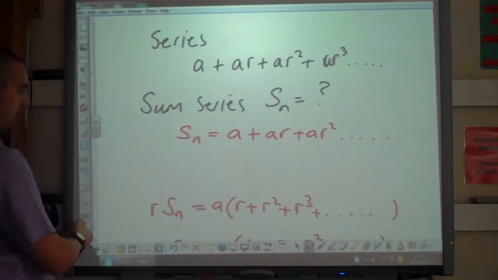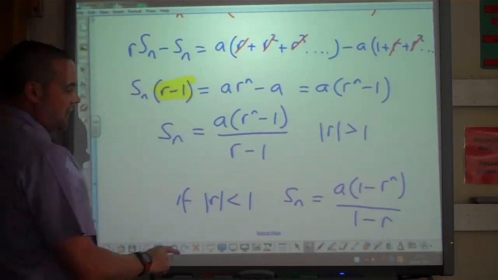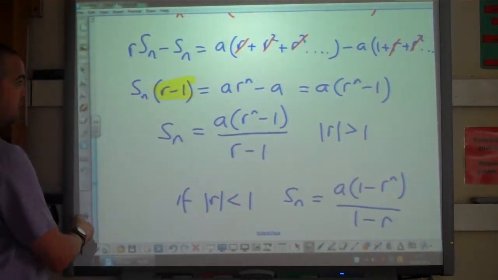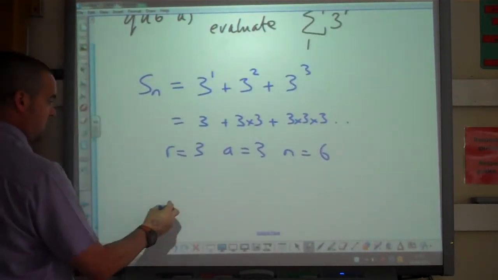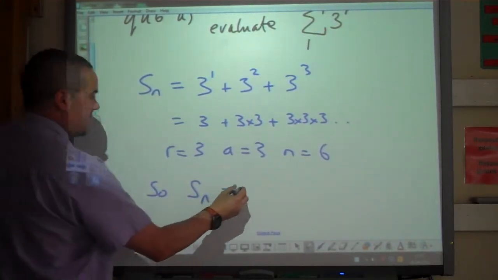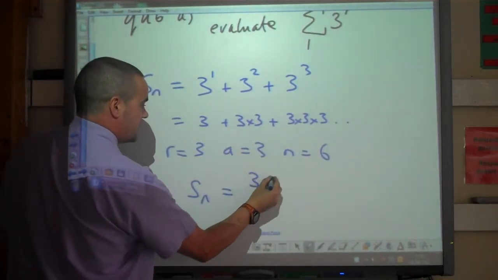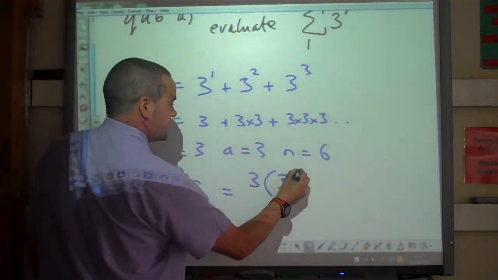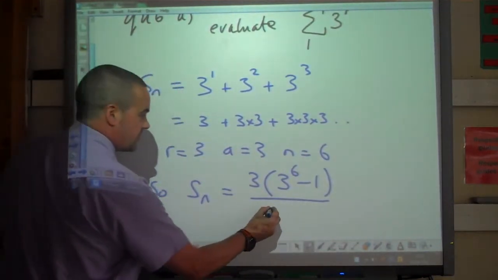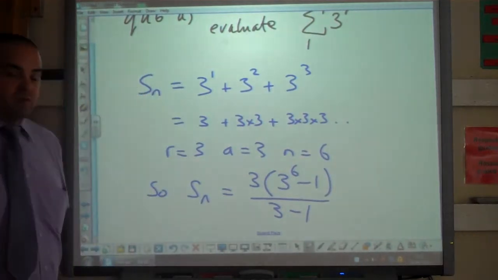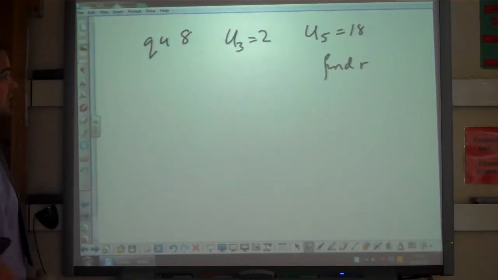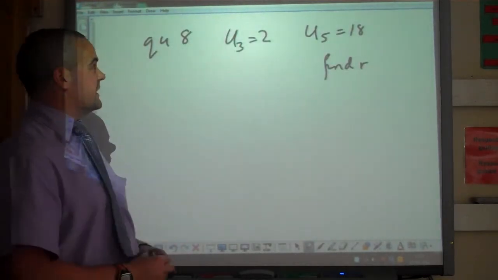So I can use the formula here, because R is greater than 1. Sn is A, which is 3, times 3 to the 6 minus 1, all divided by 3 minus 1. I'll leave you to work that out, but that's how you would fill it in. Another question. This is question 8 of 19E.